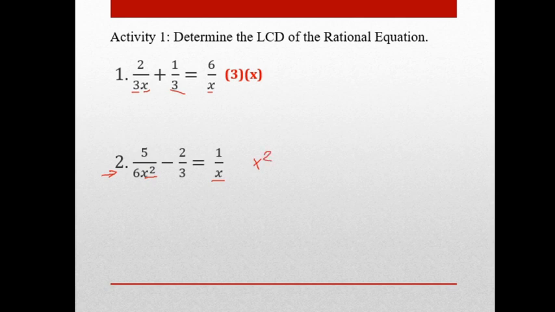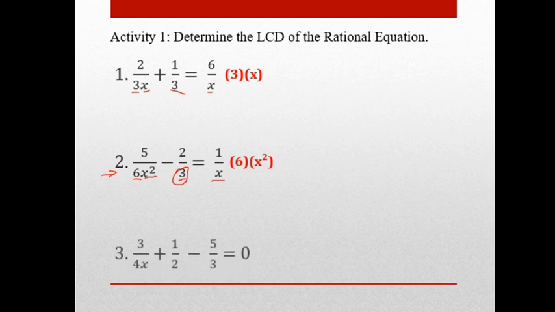Okay? And then, ang numbers natin ay 6 and 3. Now, lagi natin titignan yung mas malaking number muna, si 6. Ang tanong is, si 3 ba ay factor ni 6? Yes, kasi 2 times 3 equals 6. Diba? Isa siya sa factor ni 6. Kumbaga, nandun na si 3. So, ibig sabihin, hindi na natin kailangang isulat si 3 as an LCD. Ang lalagay na lang natin si 6. So, the LCD for number 2 is 6x squared.